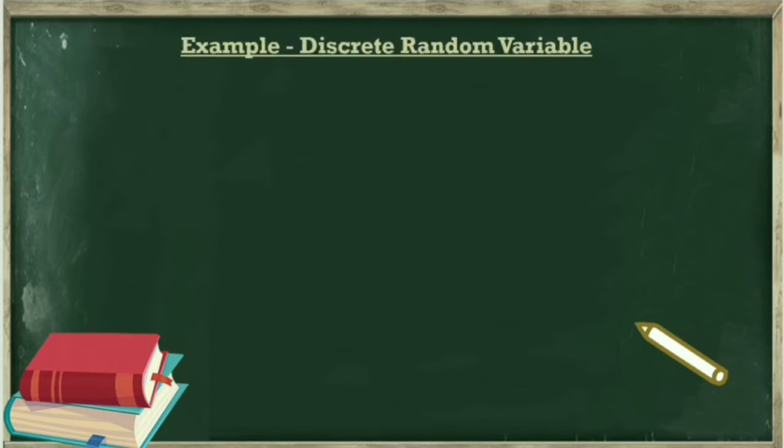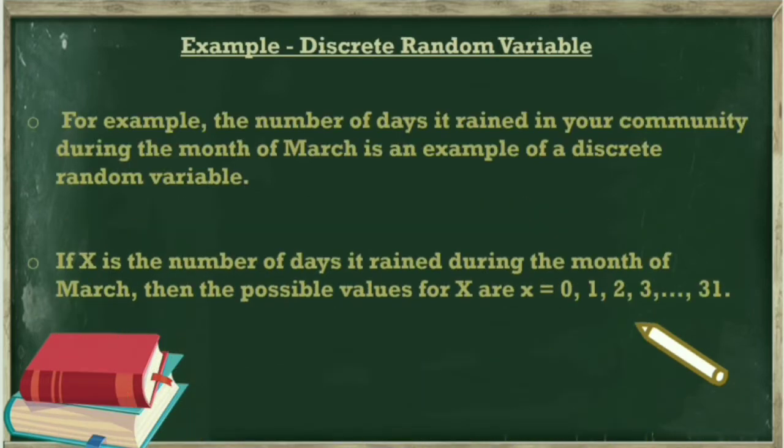Examples of discrete random variables. For example, the number of days it rained in your community during the month of March is an example of a discrete random variable. If x is the number of days it rained during the month of March, then the possible values for x are x equal to 0, 1, 2, 3 up to 31.